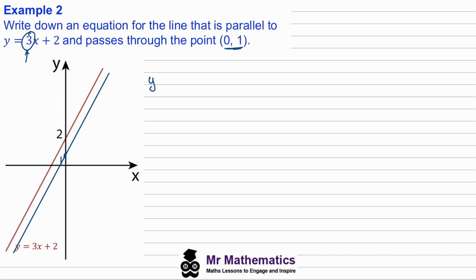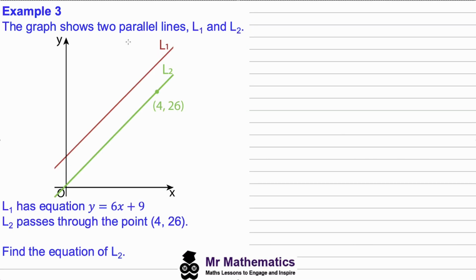So we'll have y is equal to 3x plus a constant. And we need to find this constant. But we're told that when x is 0, y is 1. So y will be equal to 3x plus 1. And that will be the equation of this blue line. Okay? Let's try another example.